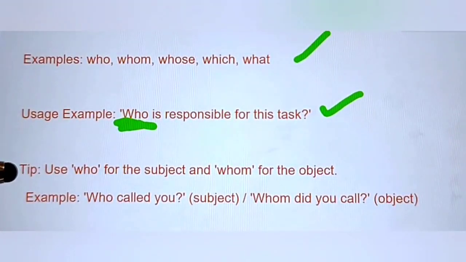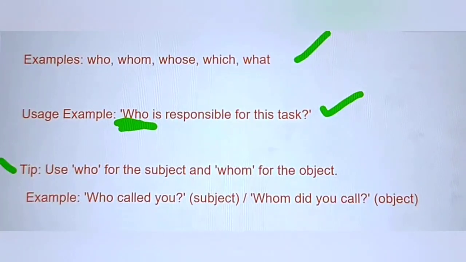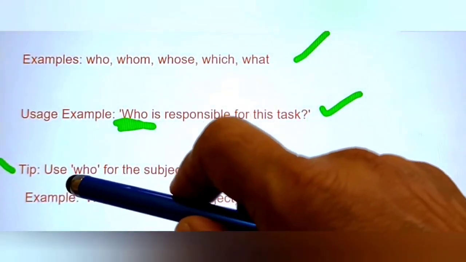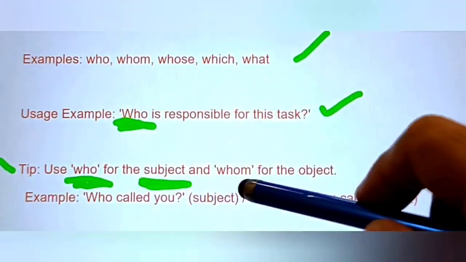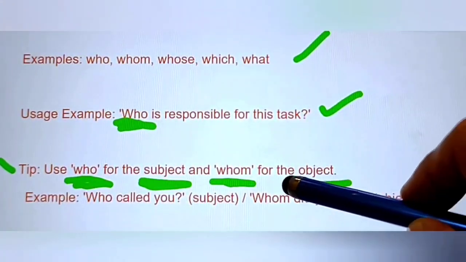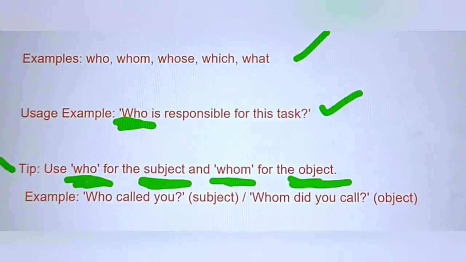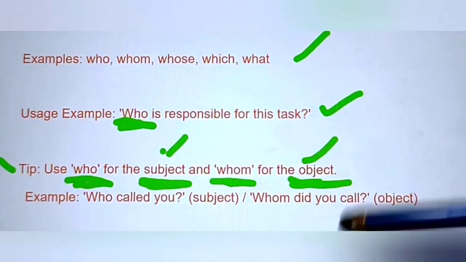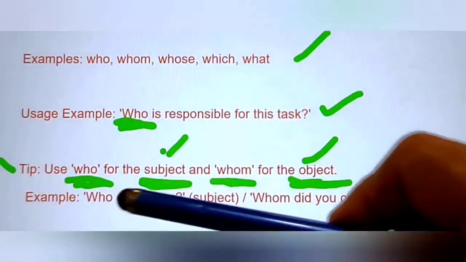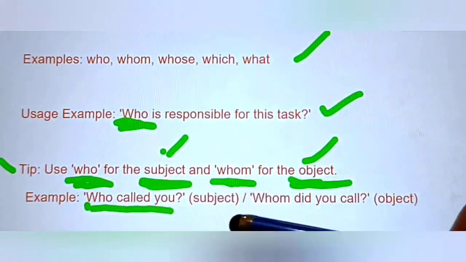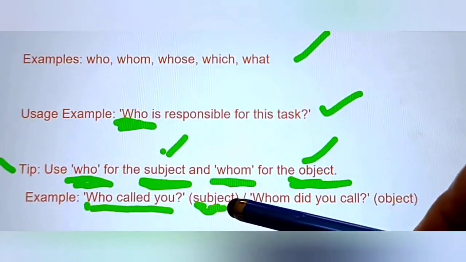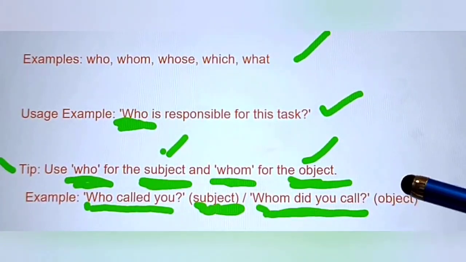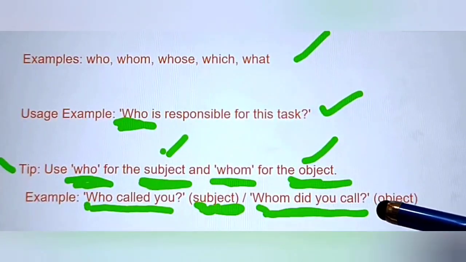And we have a tip here to remember interrogative pronouns very easily. Use who for the subject and whom for the object. So when we use them in a sentence, we use who for the subject and whom for the object. For example here, who called you? So this acts as the subject in the sentence. And whom did you call? So this works as the object in the sentence.